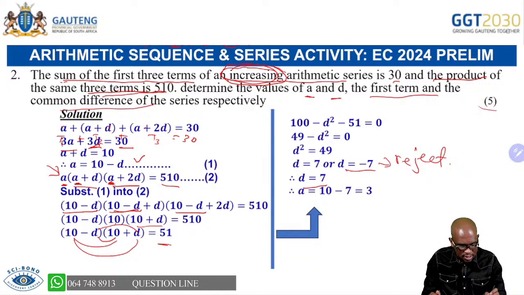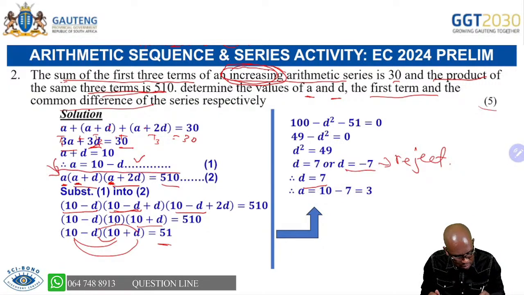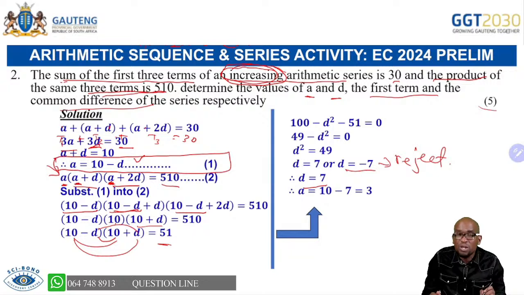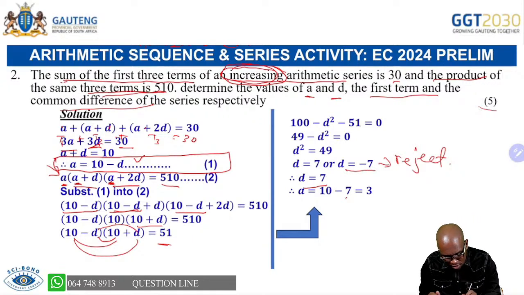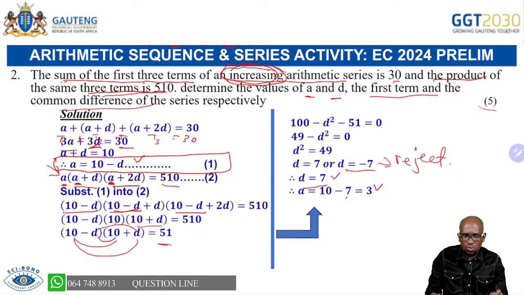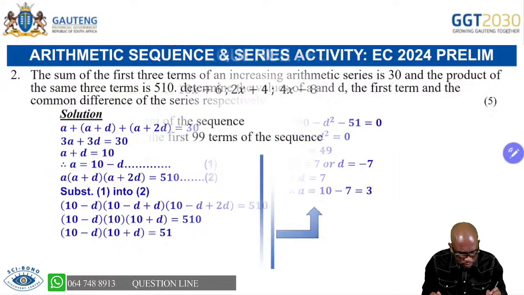And if we do that, then a, remember a from equation 1, a is equal to 10 minus d. So where we see d, we put 7, we get that a is equal to 3, like that. So we've worked out the value of d, which is 7, and the value of a, which is 3. So we are done with that. We get the full 5 marks, like that. So moving right along.